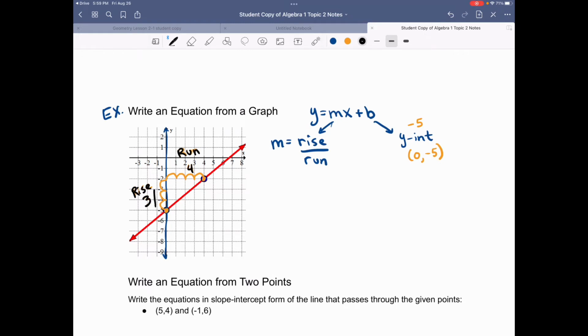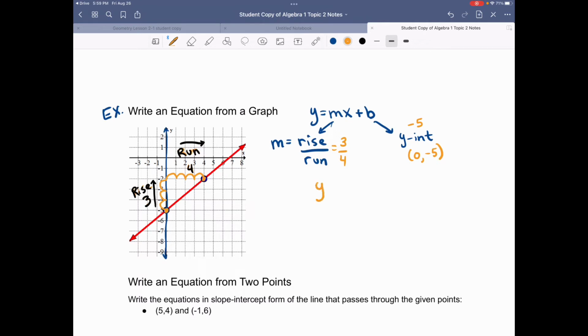Okay, because we went up, it was positive, and because we went right, it was positive. So for our slope, we're going to say that our rise over run is 3/4. Now from that, all we have to do is plug it into our y equals mx plus b equation.